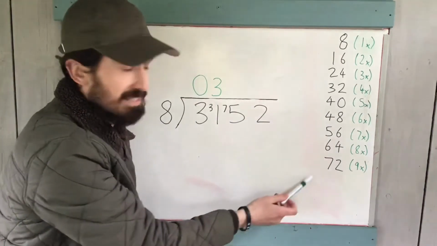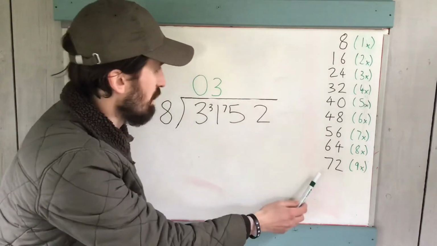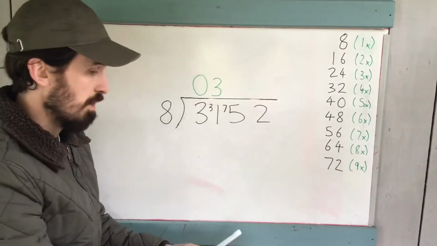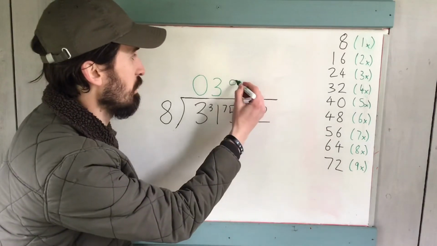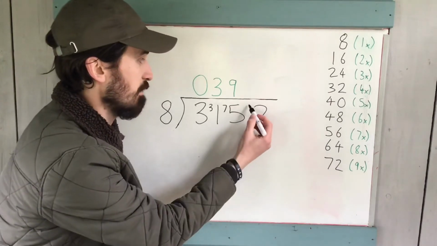Thankfully this is the advantage of writing out our multiplication facts, because I can just go straight down here and say, well, 9 times 8 is 72, so I'm going to be saying here that we need a 9, but equally I've got a remainder of 3 because I was looking to get up to 75.